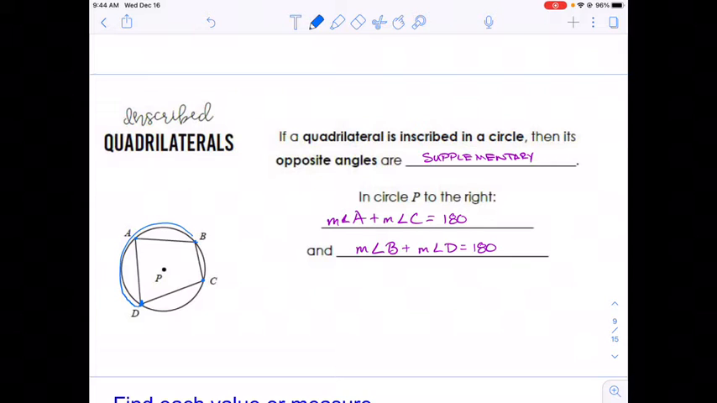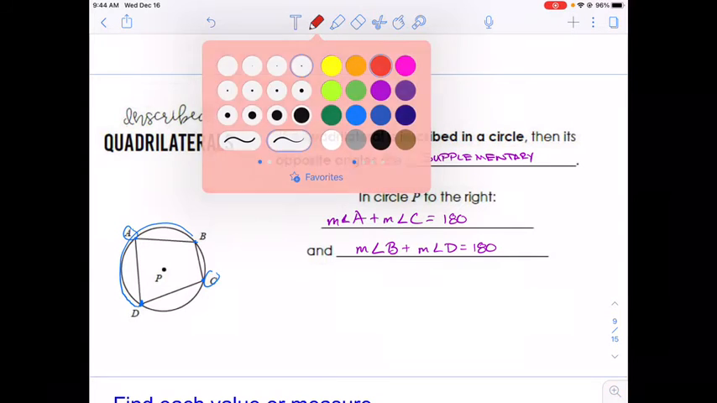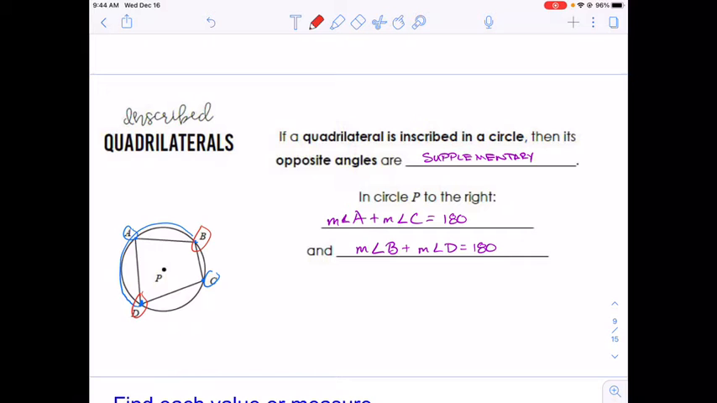So one thing we know about a quadrilateral that's inscribed in a circle is that its opposite angles are supplementary. So that means that A and C go together, and that D and B go together. Those 2 are supplementary, which means they're going to add up to equal 180. So angle A plus angle C equals 180, and angle B plus angle D is equal to 180.